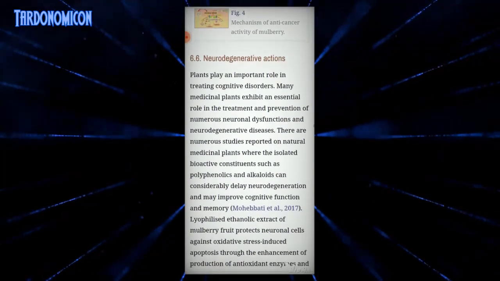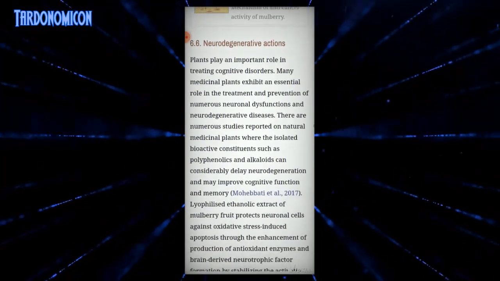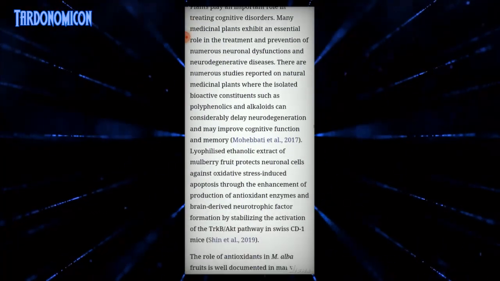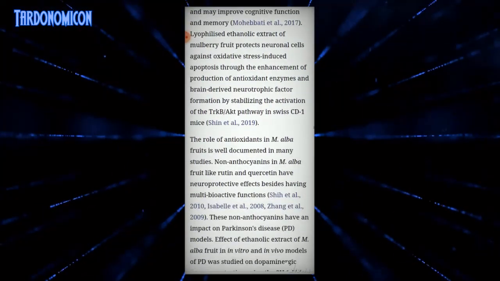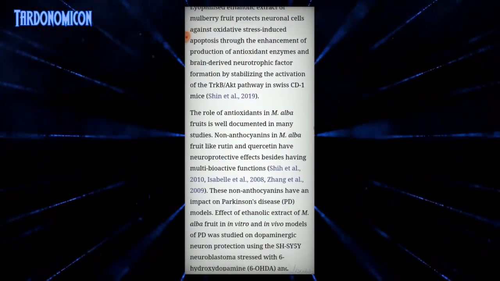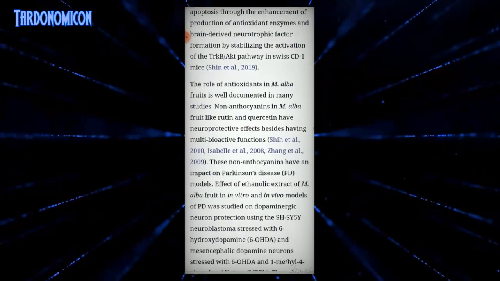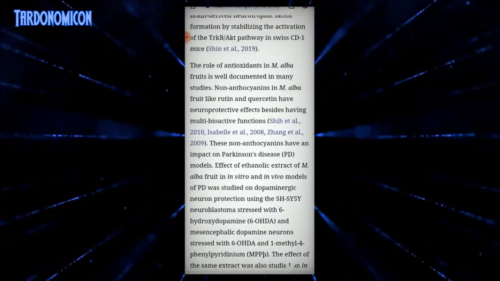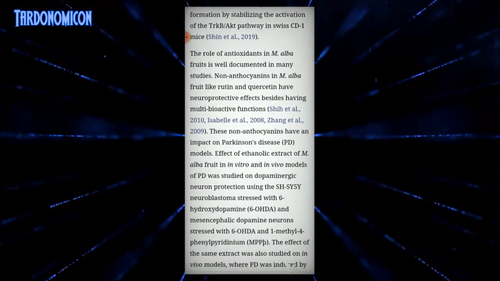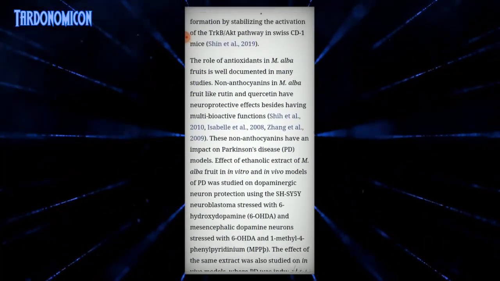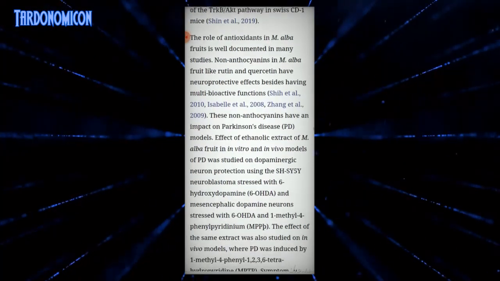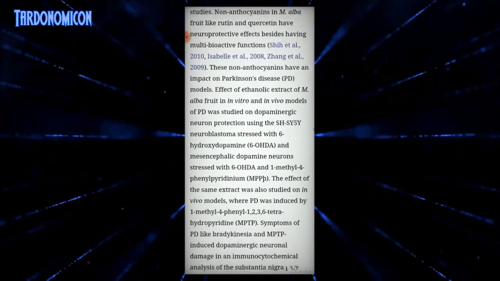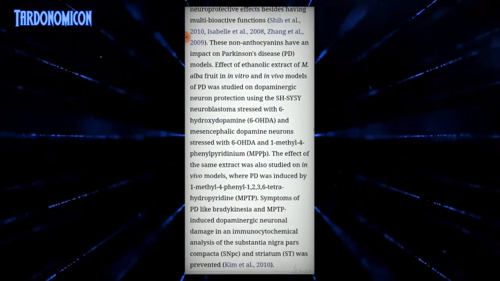The root bark, neurodegenerative actions. Plants play an important role in treating cognitive disorders. Many medicinal plants exhibit an essential role. There are numerous studies. The role of antioxidants in fruits is well documented in many studies. Non-anthocyanins in this fruit, like rutin and quercetin, I love quercetin as many people know, have neuroprotective effects besides having multiple bioactive functions. These non-anthocyanins have an impact on Parkinson's disease models.